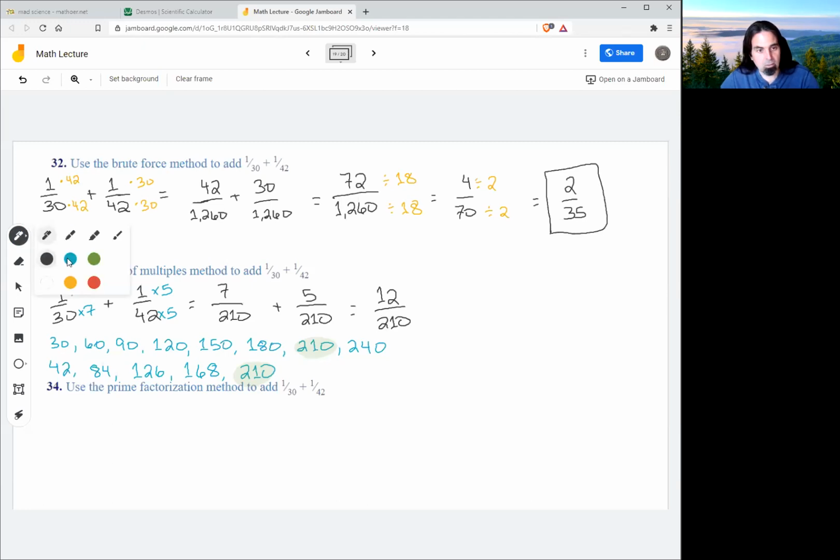Looking at our divisibility rules, then, 2 plus 1 plus 0 adds up to 3. 3 goes into 3, so this will be a multiple of 3 as well as it's even, so 6 will work. So I can do divided by 6, top and bottom. And I get 2, and then 210 divided by 6 is going to give me the 35 that I had before.